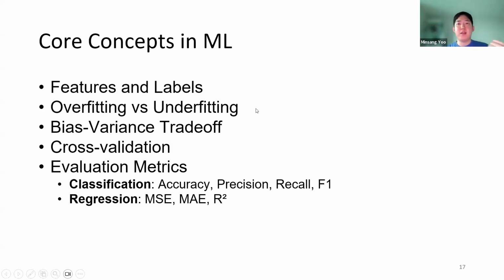And underfitting is when you're giving too little information, too few features, so that the machine didn't really learn anything about it.